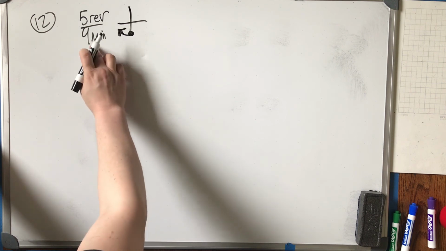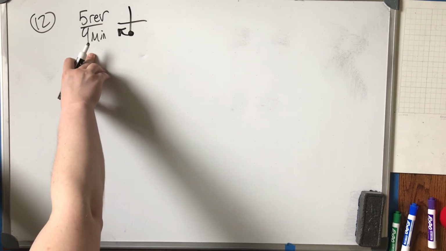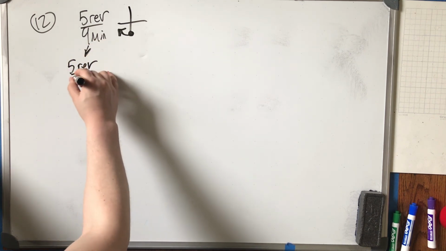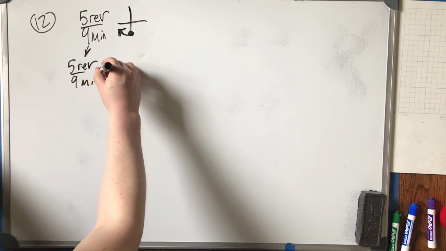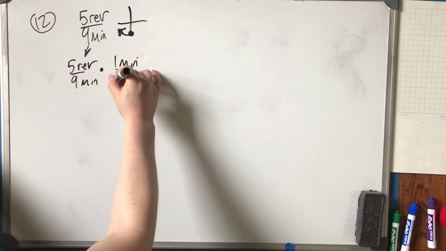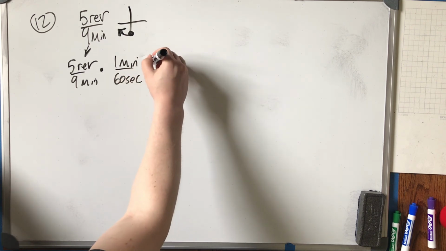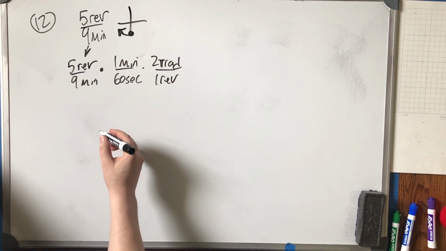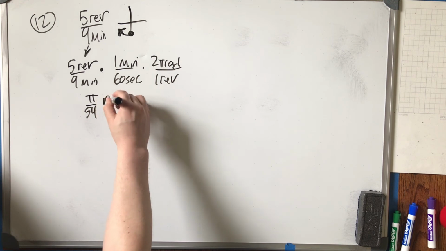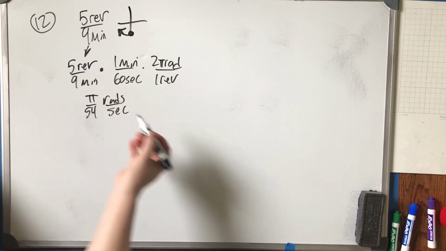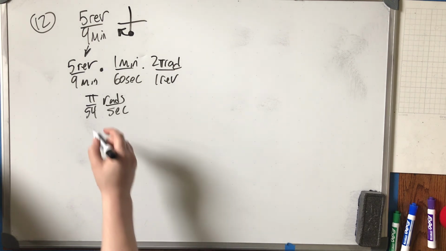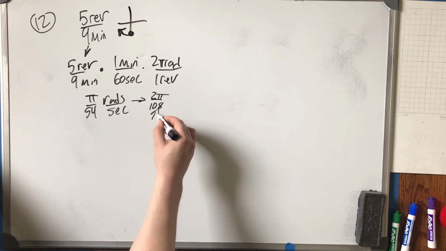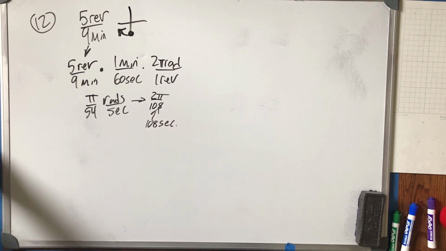So when we write this person's equations, this is the first thing I want to deal with. I want to turn it into seconds. So to do that, I'm going to have 5 revs per 9 minutes times 1 minute every 60 seconds, and then times 2 pi radians every 1 revolution. And when you do all that math, we should get pi over 54 radians per second. And what that tells us is how fast they're running in seconds. If I didn't reduce this, it would have been 2 pi over 108. So that means it takes them 108 seconds to run around this track.